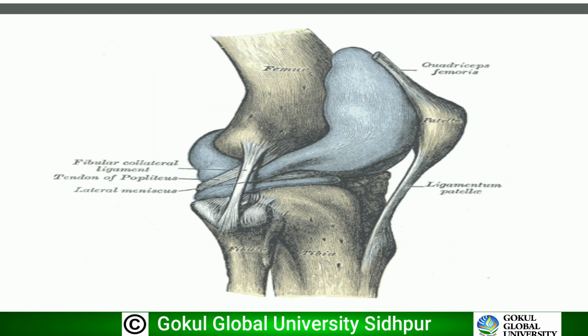This diagram shows the lateral covering of the fibrous capsule, tendon of popliteus, FCL ligament, lateral meniscus. Ligamentum patelli.